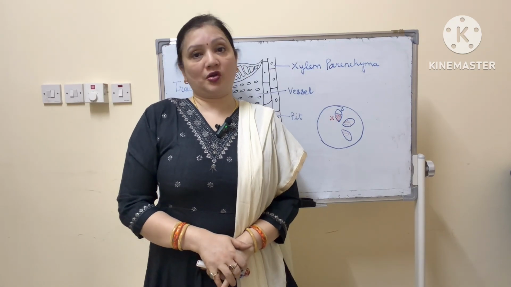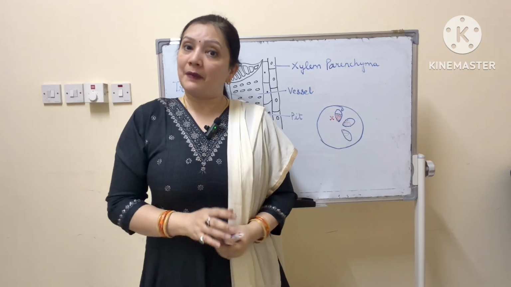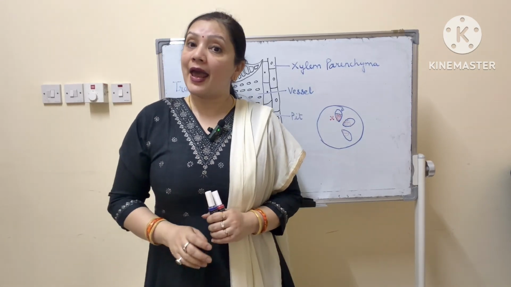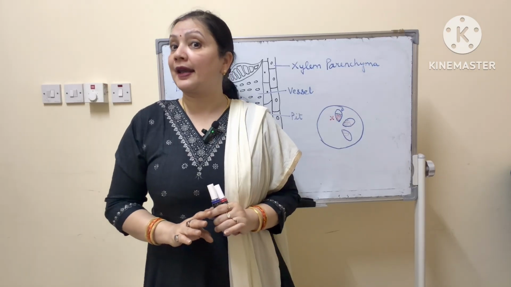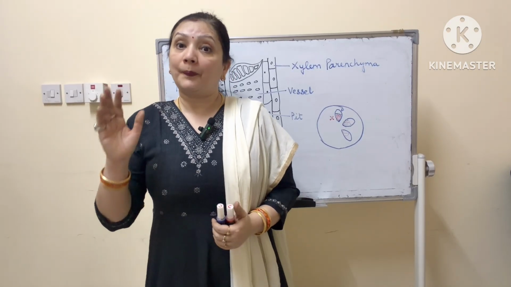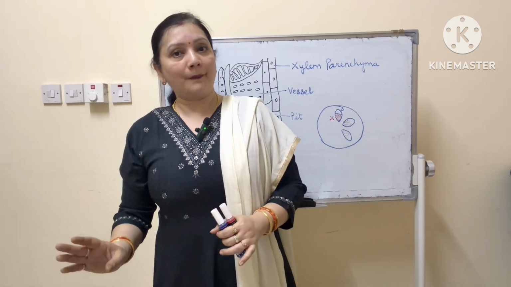The plant tissue is of two types, meristematic and permanent. In meristematic tissue, the cells can divide, whereas in permanent tissue, cells cannot divide. They have lost their power of cell division. The permanent tissue is of two types, simple and complex.